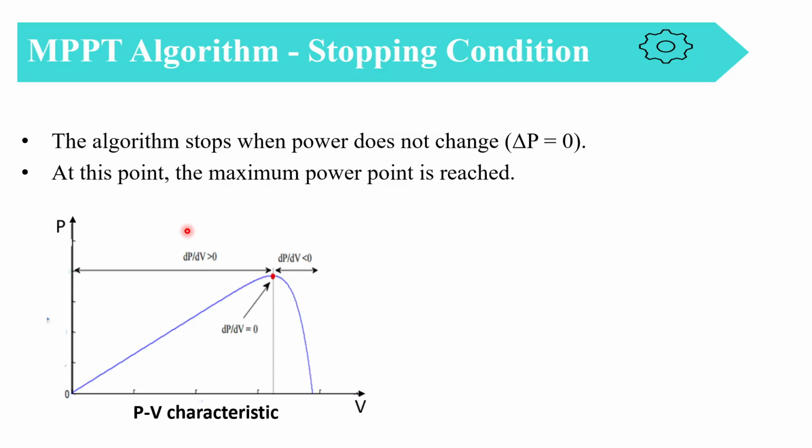And we get to the stopping condition of the MPPT algorithm. The algorithm stops when power does not change. Delta power equals 0. It can't be absolutely equal to 0, but only approximately equal to 0. At this point, the maximum power point is reached.